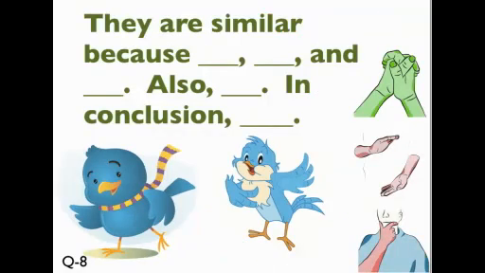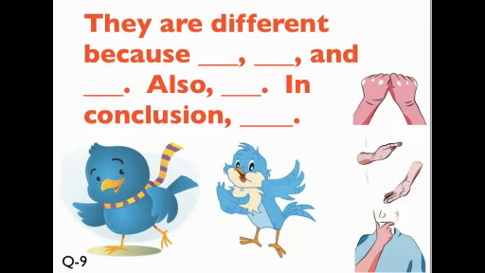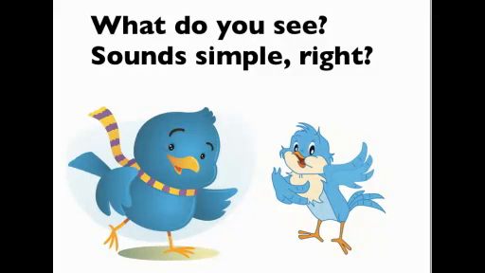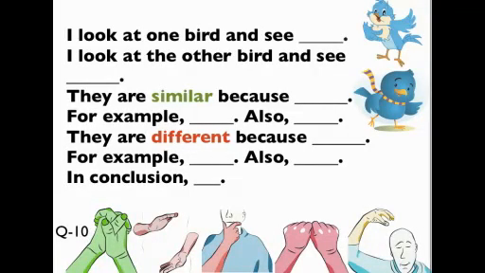Isn't that incredible? They are similar because blank, blank, and blank, also an in conclusion. Now down the road, I show the in conclusion gesture. They're different because of blank, blank, and blank, also an in conclusion. Now, here's the great double wampus. What do you see? It sounds simple, right? There's the double wampus, the comparison contrast essay.